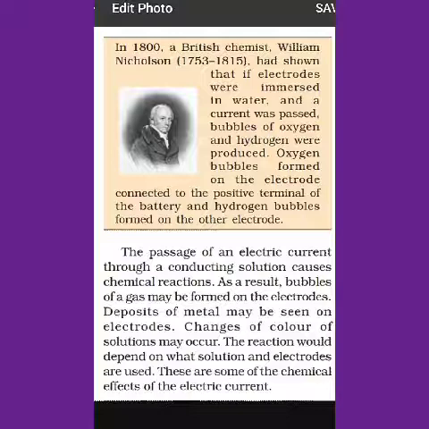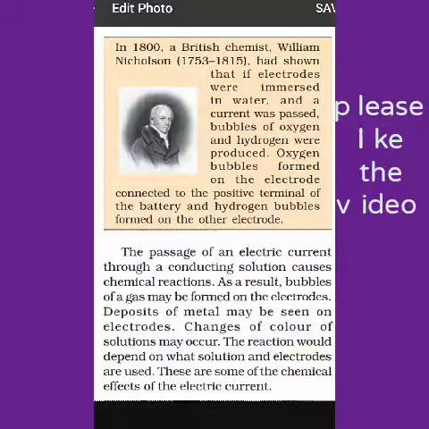and water breaks up into oxygen and hydrogen. Oxygen bubbles are formed on the electrode connected to the positive terminal, and hydrogen bubbles are formed on the negative terminal. This is because oxygen gas is negatively charged and hydrogen gas is positively charged. So the gas which is positively charged collects around the negative electrode, and the gas which is negatively charged collects around the positive electrode. The passing of electric current through the solution causes chemical change.